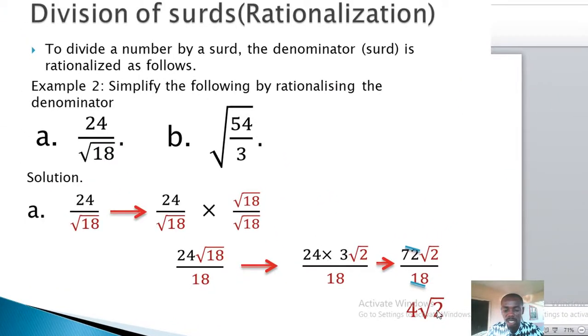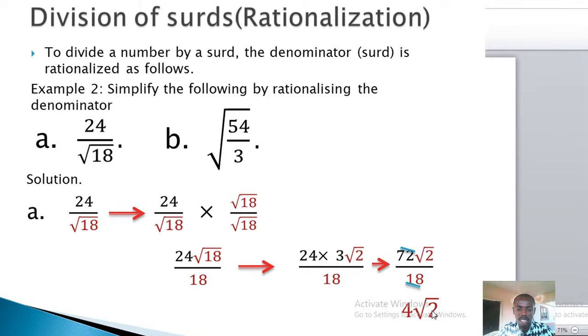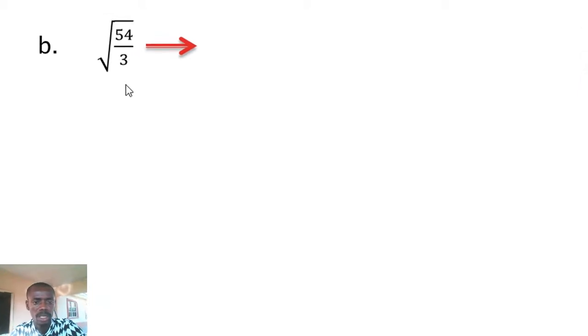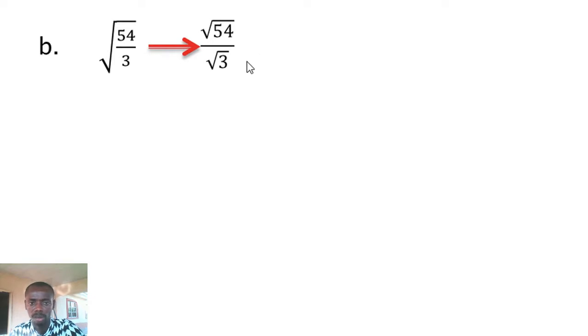Alright, let's move on to the next example, that is B. You understand better now in B. Right? Remember from our basic rule that root 54 over 3 can also be rewritten as root 54 all over root 3. From our basic rule, remember that. So I'm actually writing the same thing but expressing them in different ways. So we have root 54 over root 3.